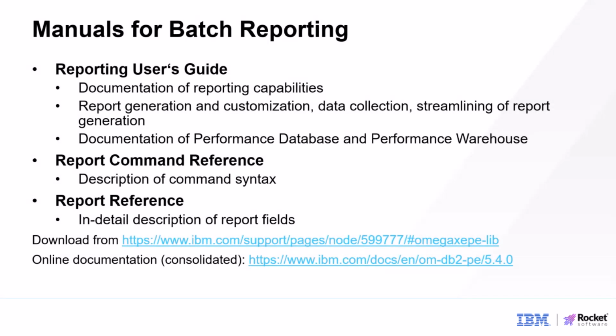So that completes my overview of the batch reporting facility with OMEGAMON for Db2. Hopefully you found this informative and helpful in getting you jump started in generating your Db2 performance batch reports. Obviously, there's a lot more detail to these reports, and I would recommend going to the IBM Knowledge Center and referring to the various user guides and manuals for the OMPE batch reporting. There's the reporting user's guide, the command reference, and the report reference, which are all very useful and give you plenty of detail on how to modify these reports and customize them in any way you see fit.